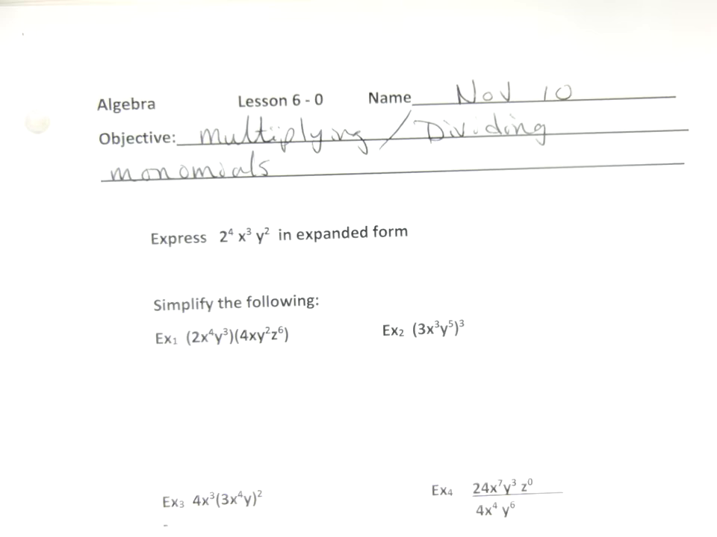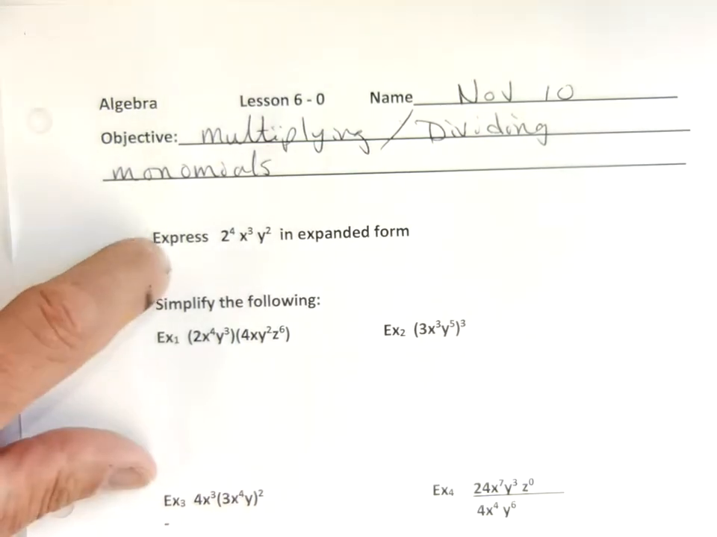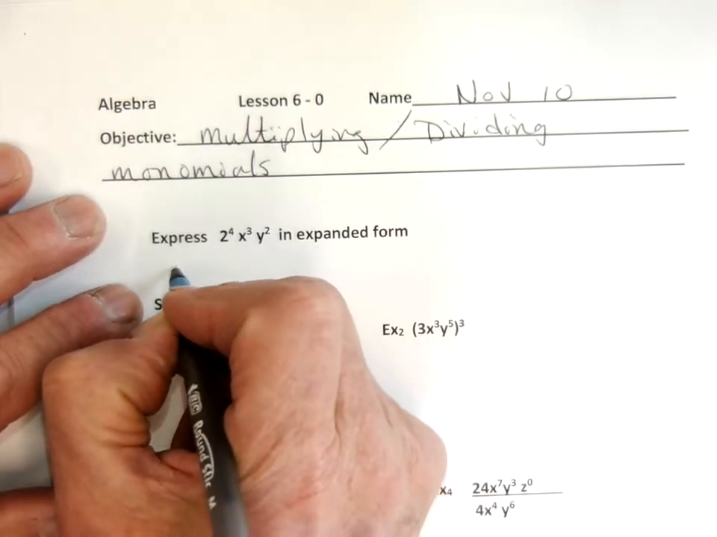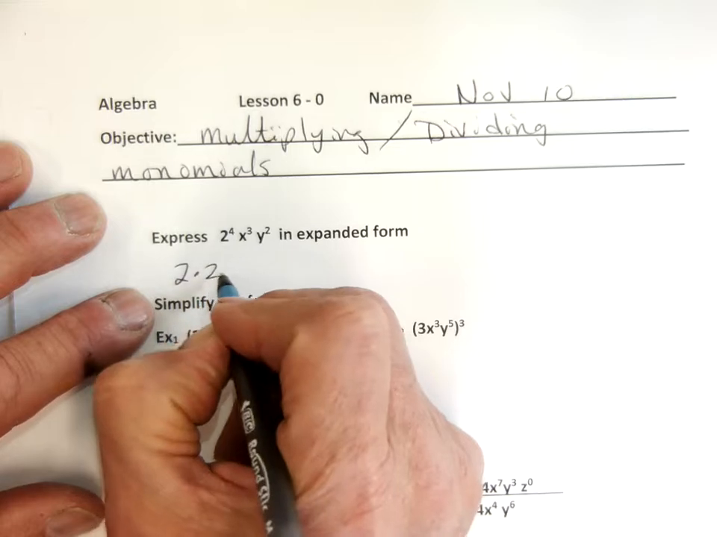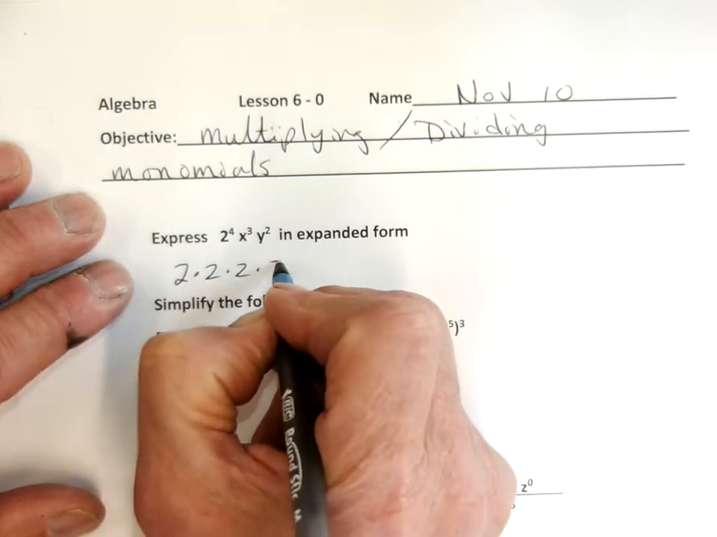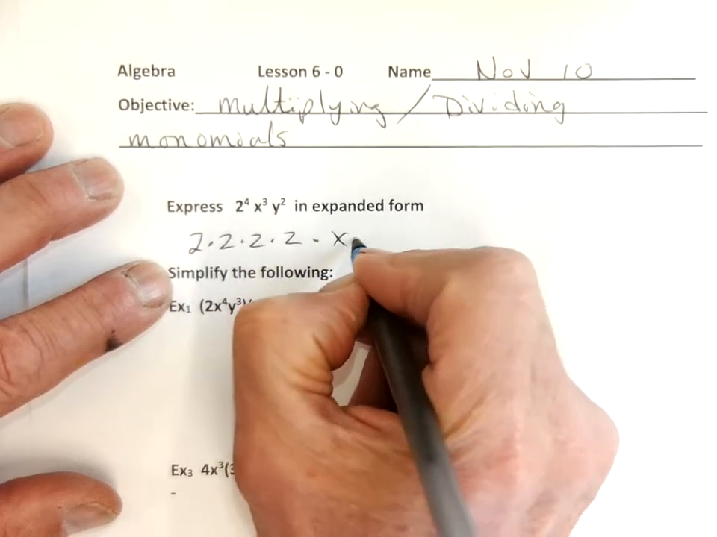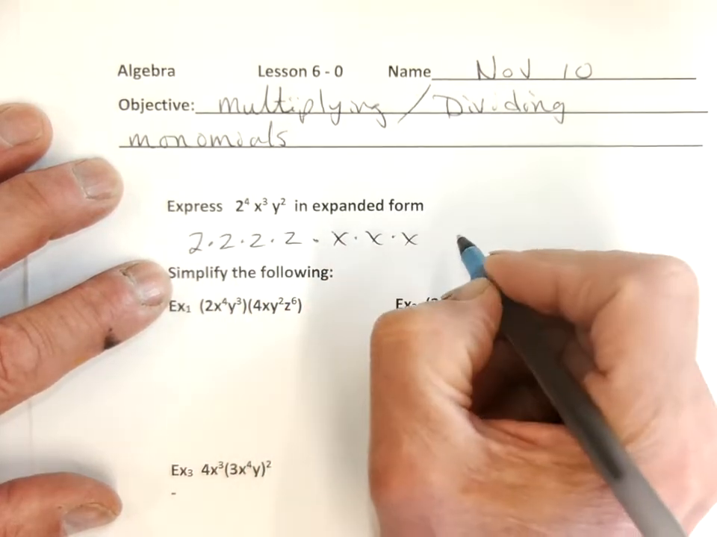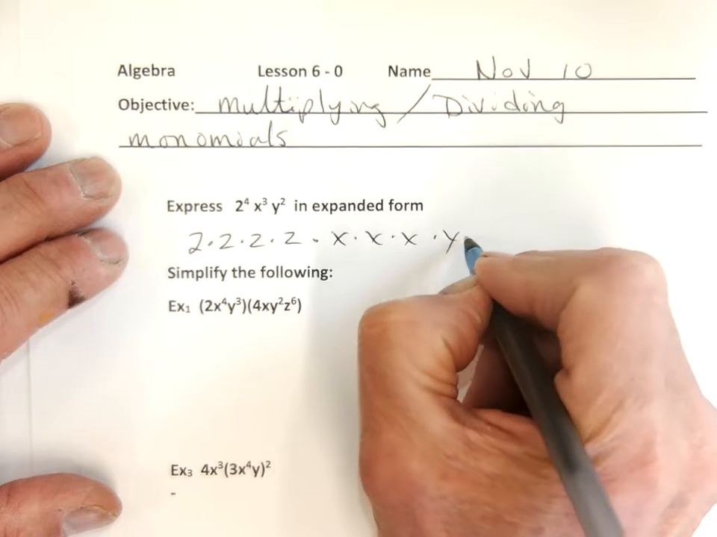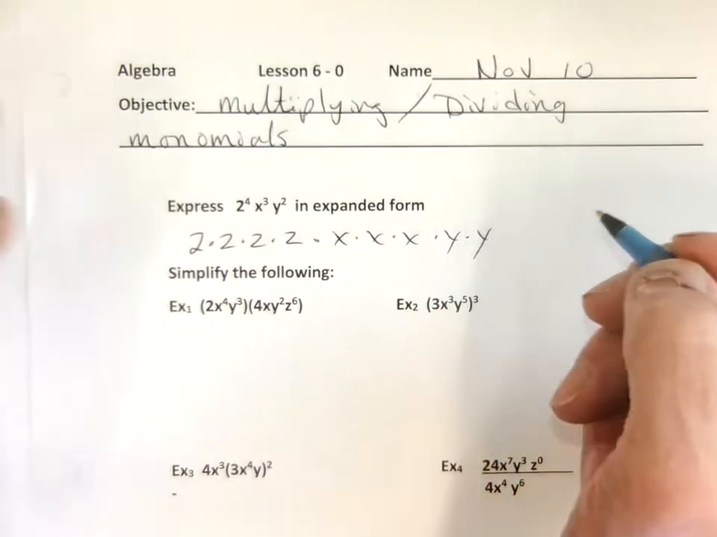So, express. And this is a review. How do you spell monomials? Thank you, Tay. So, expand it for me. So this is the same thing as 2 times 2 times 2 times 2, times x times x times x times y, right?